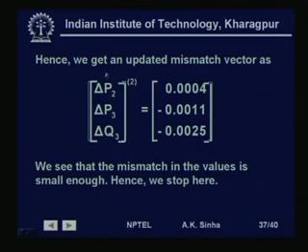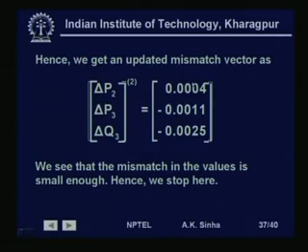Now, if we use these calculated values, then we can calculate the mismatches del P2, del P3 and del Q3, which will again be P2 specified minus P2 calculated. When we do that, this comes out to be 0.004 per unit, del P3 comes out to be minus 0.0011 per unit, and del Q3 comes out to be minus 0.0025 per unit. What we are seeing is that the mismatch values have now become very small. If we do another iteration, the values will become very small.